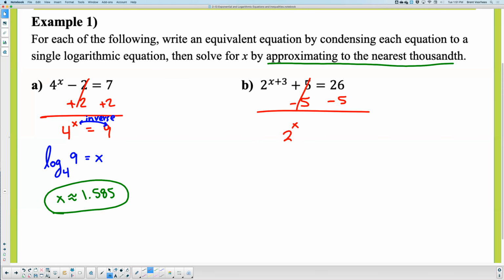So 2 to the power of x plus 3 will equal 21. Now we have the exponential isolated. That was step 1 that we just accomplished there in red. So step 2 is you convert it to its inverse. Now what's the inverse of an exponential? Log base 2. A log. Now again, when we do an inverse, these two items are going to switch places. So it's now going to be log with the base of 2 of 21 equals x plus 3.